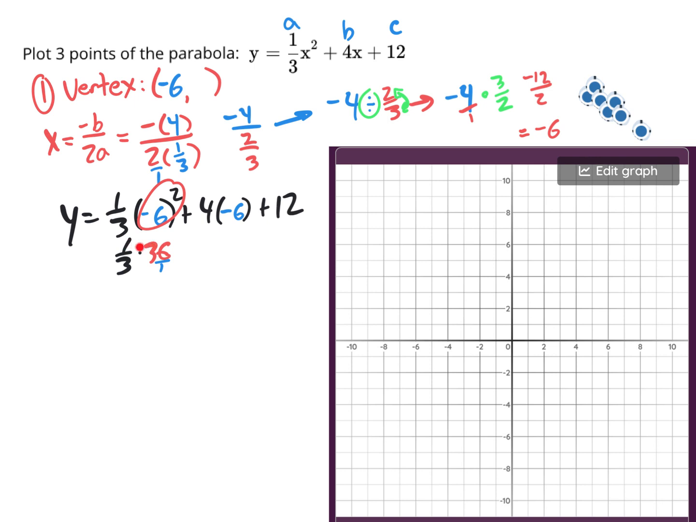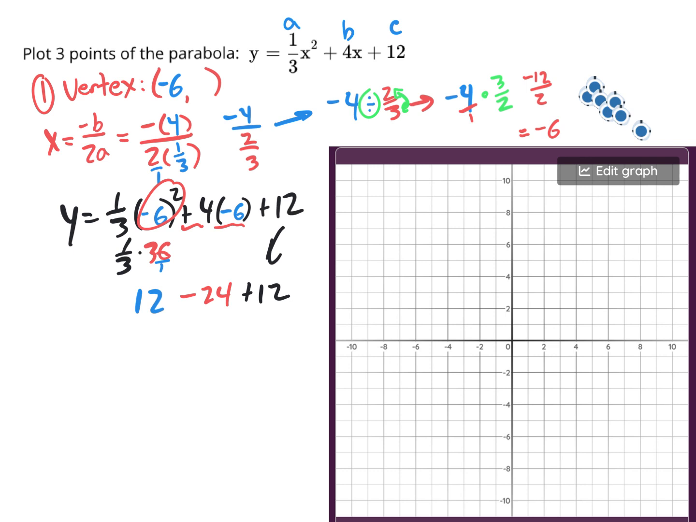Or if you multiplied 1 times 36, it's 36. 3 times 1, it's 3. And 36 over 3, that is 12. Or you could type it in the calculator. Either way, you're going to get 12 for that first number right here. And then you have a positive 4 times a negative 6. That's a negative 24, right? Positive 4 times a negative 6, negative 24. And of course, you could bring down that plus 12.